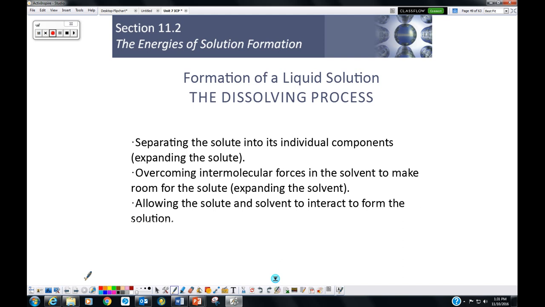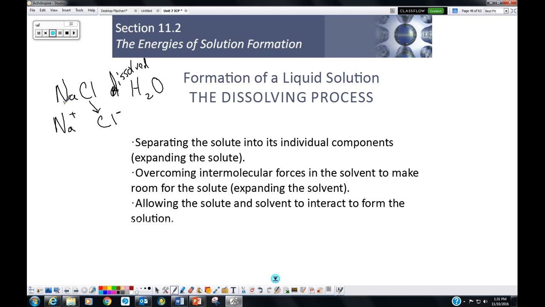Just moving forward, formation of a liquid solution. These are just steps into doing this. So we separate the solute into individual components. So if we have sodium chloride being dissolved in water, the first step is we have to separate the solute into its individual components. So what we're really looking at is Na plus and Cl negative.